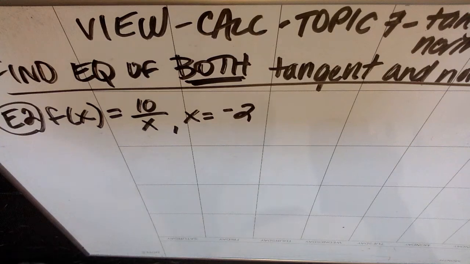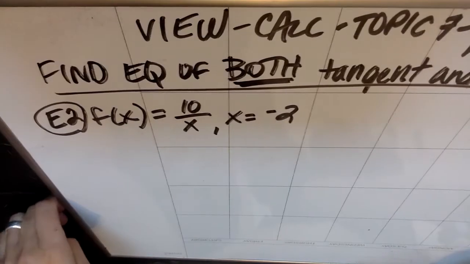All right, this is the View Calculus class. We're doing topic 7, which is equations of tangent and normal lines. This is the second video in the series. In examples 2, 3, and 4, we have the same instructions for all of them. We're going to find the equations of both the tangent and the normal lines, which again is the same basic process. You just do one little thing at the end differently to find the normal line.